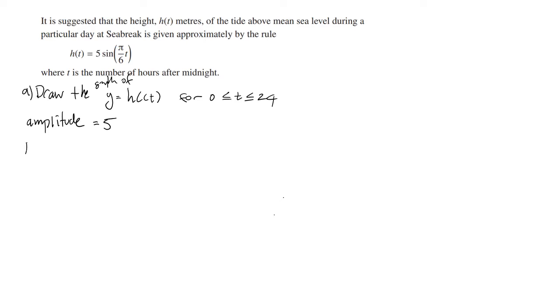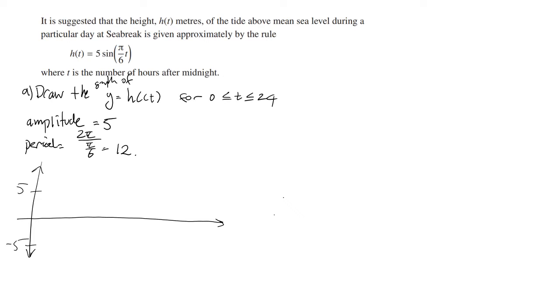So now we look at the period. Period is 2 pi over pi over 6. So that's 12. So there's 2 periods in this graph. So let's draw it. Draw the x-axis, y-axis, and that will be 5. That will be negative 5. Draw a line across. And that's 24. That will be 12. So there will be 2 cycles. Midline, midline. So it will touch somewhere around here, here, here, and here.